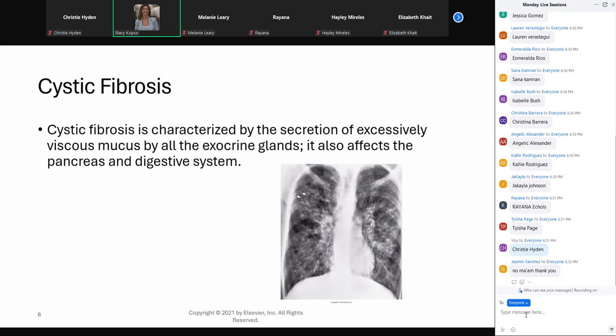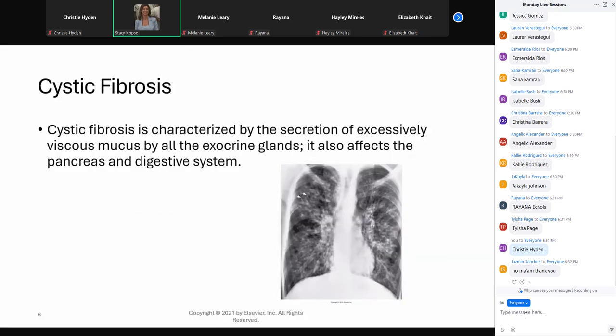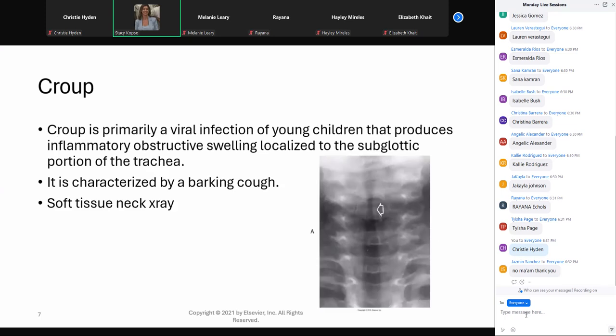Cystic fibrosis, that's characterized by the secretion of excessively viscous mucus from the exocrine glands. So this is an additive disease. You see here all the mucus inside those lungs from this. They obviously have a hard time breathing. They can't usually walk long distances because of the breathing from all that mucus buildup.